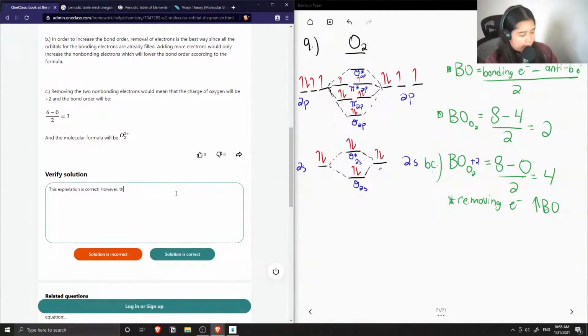Okay, so this explanation is correct. However, the bonding electrons are located in the sigma and pi orbitals, whereas the anti-bonding electrons are in the sigma star and pi star orbitals.